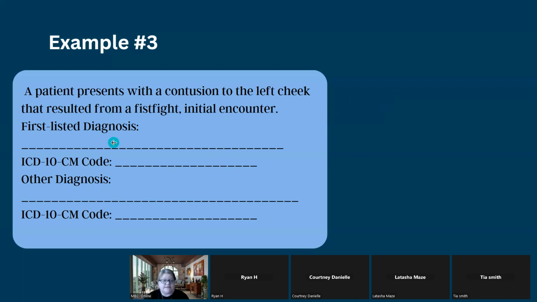All right, but our first listed diagnosis on this one, what do y'all think it's gonna be? Contusion to the left cheek. That is correct. It's gonna be that contusion. So that's your illness right there. What do y'all think the second code might be in reference to? Fist fight. Exactly, the fist fight, how he got that contusion. Okay, so we're gonna look up contusion first.